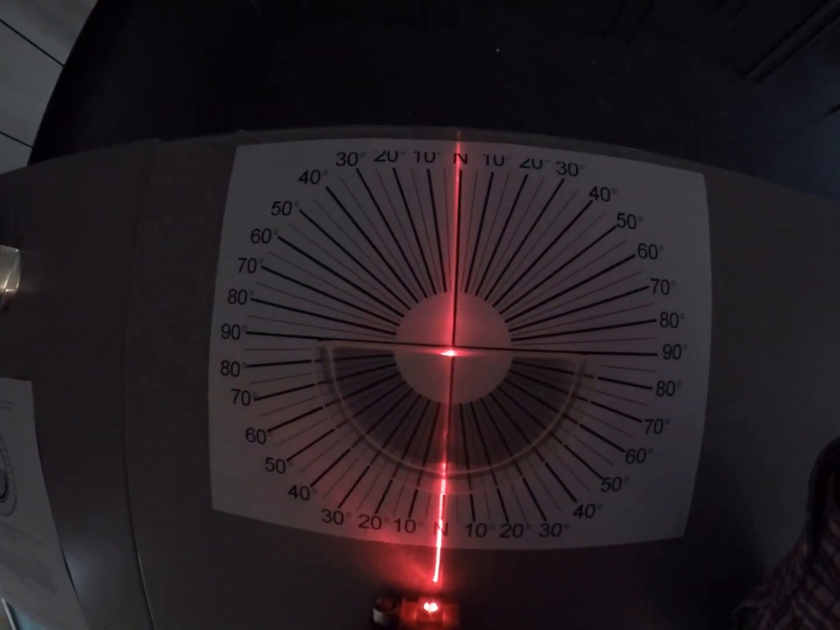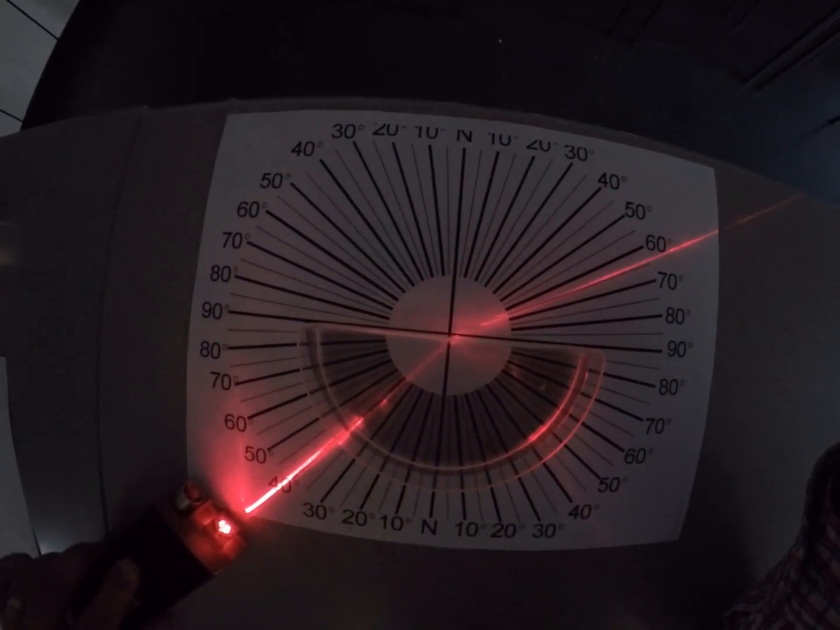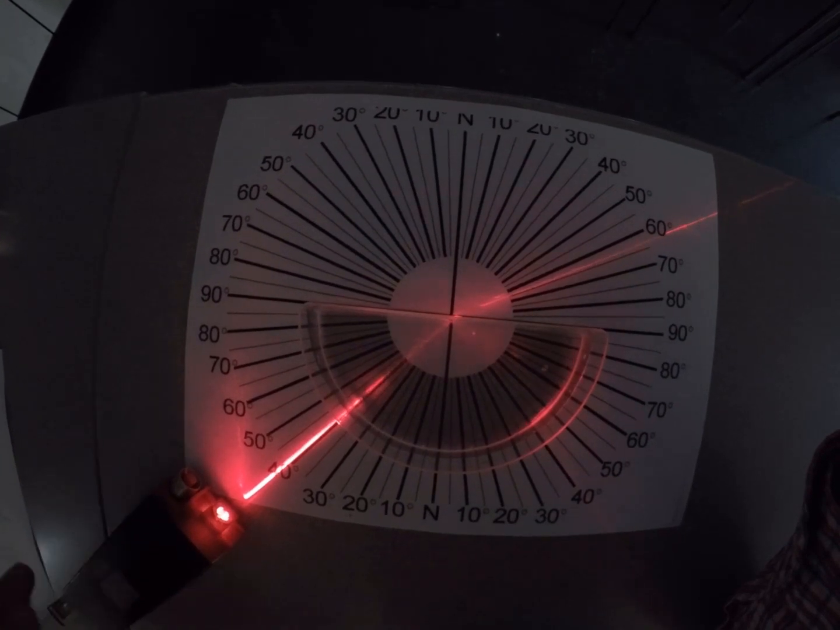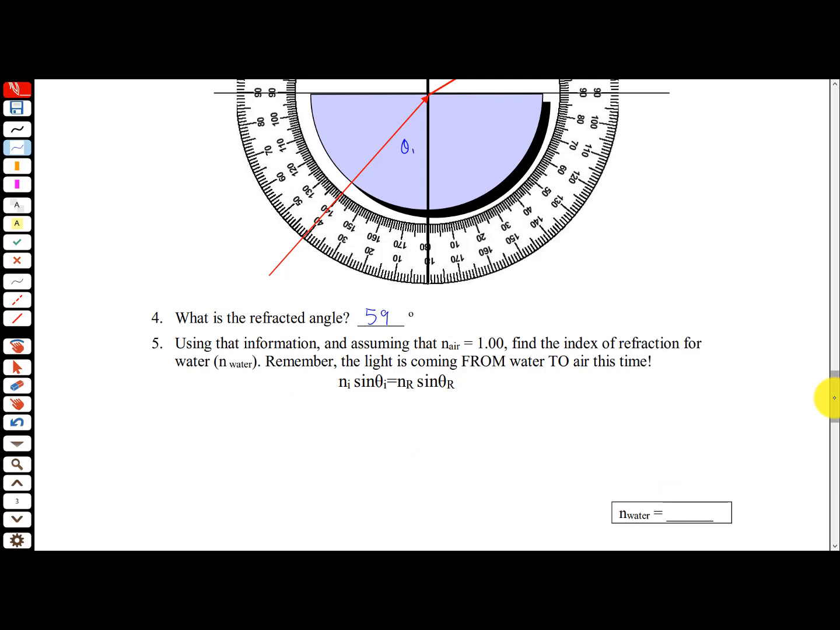So if that is the case, and that's what we've done, we're shining it from water into air. So the refracted angle is approximately 59 or 60 degrees. Let's do 59. If we use that information and assume that we're coming from water into air, now, refraction means what it's going into. So now that it's going into air, air is going to be the information on the right-hand side. And over here, you've got water on the left-hand side. If you're coming from water and we're trying to figure out the index of refraction for water, that means this is our unknown right here.